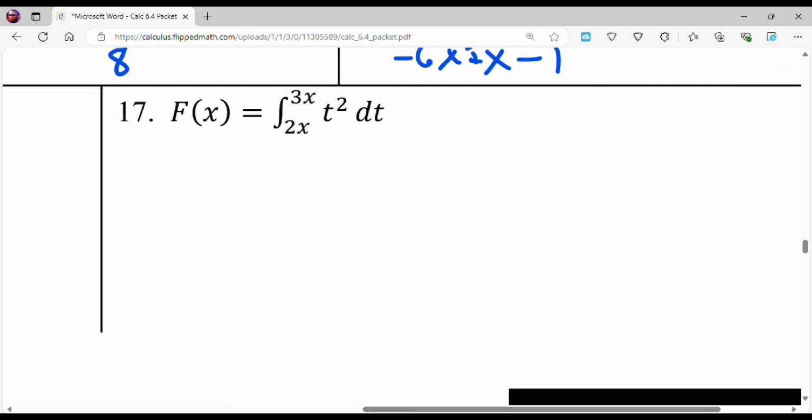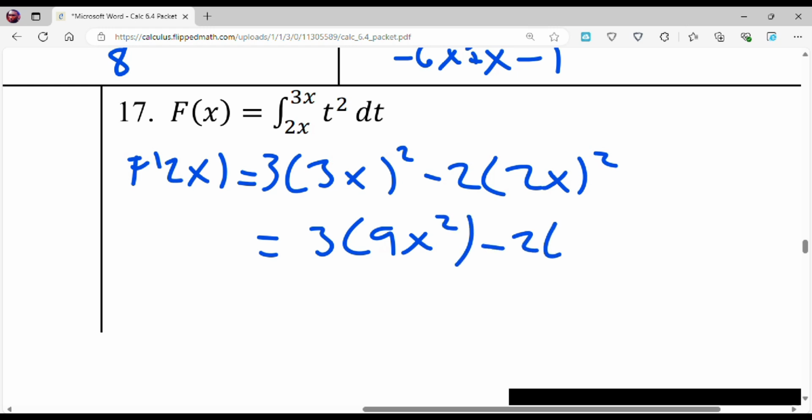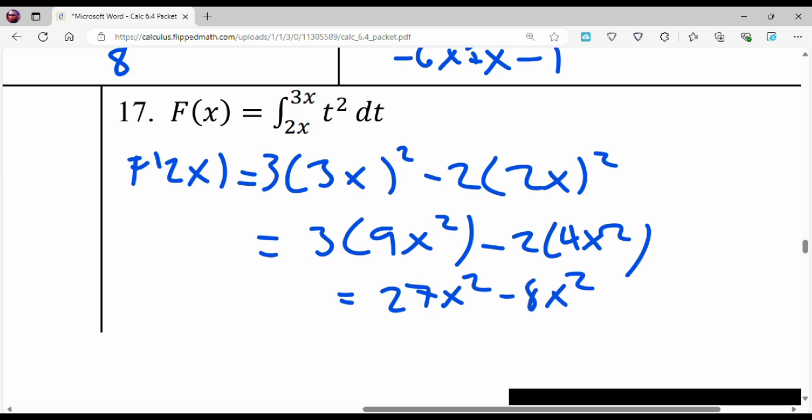For our last one, we have f prime of x equals 3x squared times 3 minus 2x squared times 2. Okay, so apply the square, get 9x squared. Apply the square here, we get 4x squared. 3 times 9 is 27, x squared. 2 times 4 is 8, so negative 8x squared. 27 minus 8 is 19x squared. And there we have it.